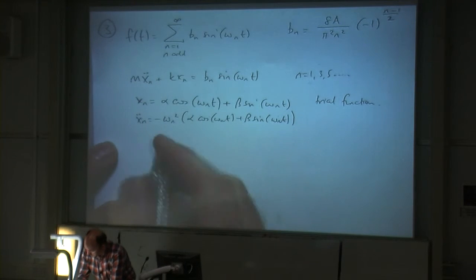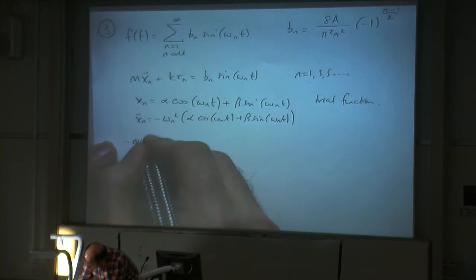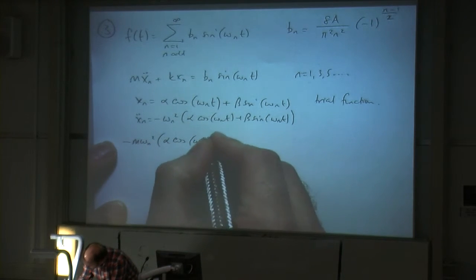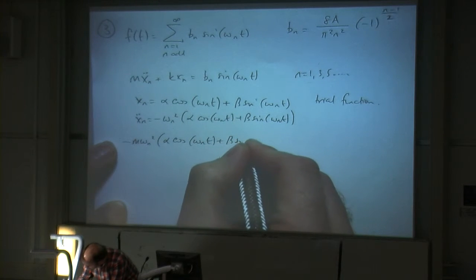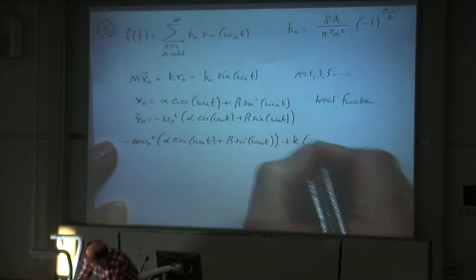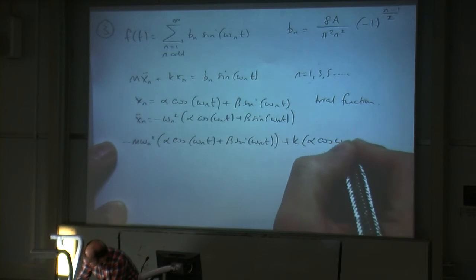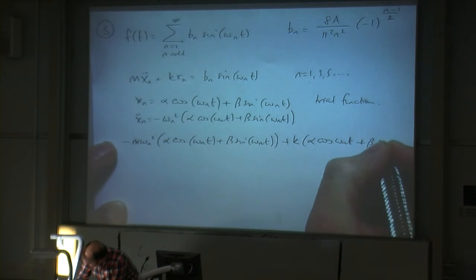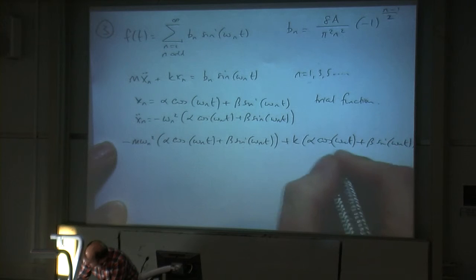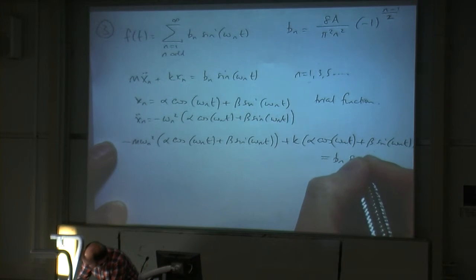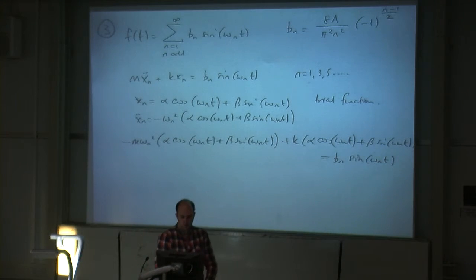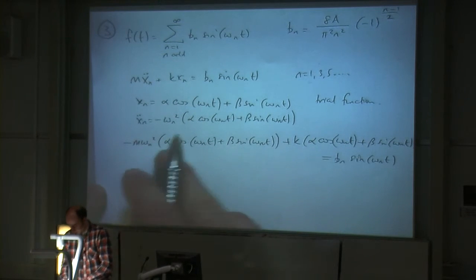And so we take those things and plug them into the equation. So we have minus m omega_n squared times alpha cosine omega_n t plus beta sine omega_n t, plus k times alpha cosine omega_n t plus beta sine omega_n t, equals b_n sine omega_n t. So we now need to solve this to find values for alpha and beta.